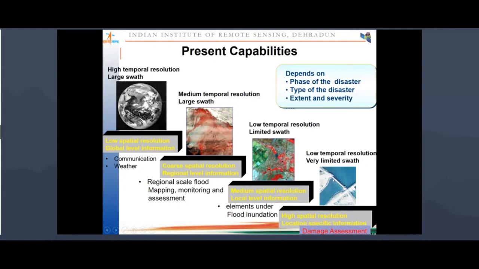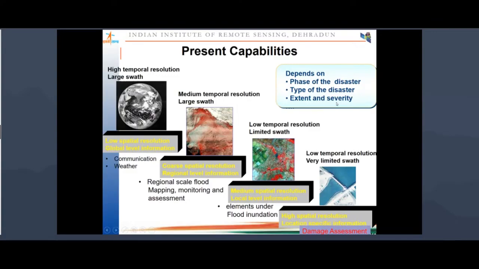But we have many satellites like CARTOSAT-1, CARTOSAT-2, CARTOSAT-3, and in fact the ResourceSat satellite which has the LISS-4 sensor, whose resolution is 5.8. That is also good. This is good for any damage assessment. Of course, which satellite you will use depends on the stage of the disaster, type of the disaster, and extent and the severity.